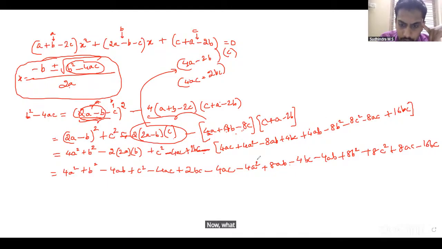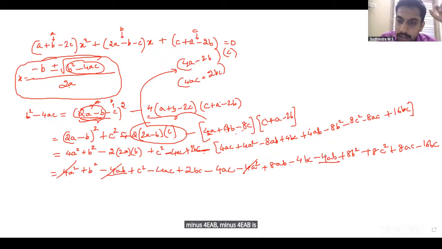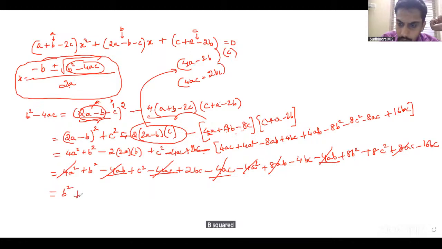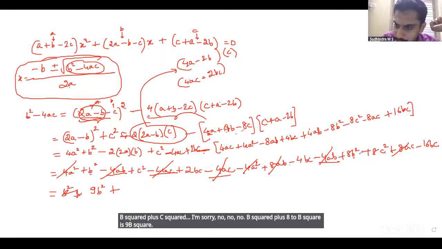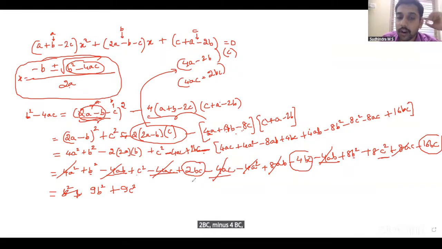Now what happens? 4a square minus 4a square, that was always there. Minus 4ab is minus 8ab. That and plus 8ab gets cancelled. Minus 4ac is minus 8ac. That and plus 8ac cancelled. I don't think anything else will get cancelled. Okay, now we have to add up. b square plus c square. And so, b square plus 8b square is 9b square. Plus c square plus 8c square is 9c square. Then 2bc minus 4bc minus 16bc. How much do we get? Minus 18bc. Minus 18bc. Everyone?